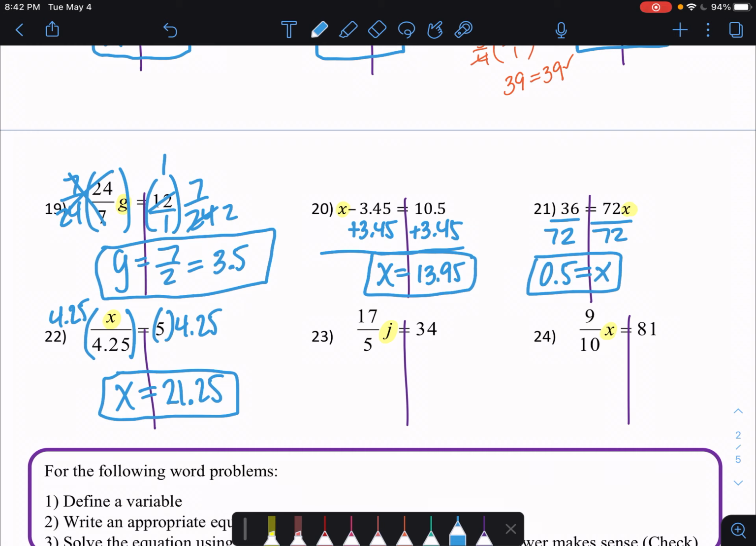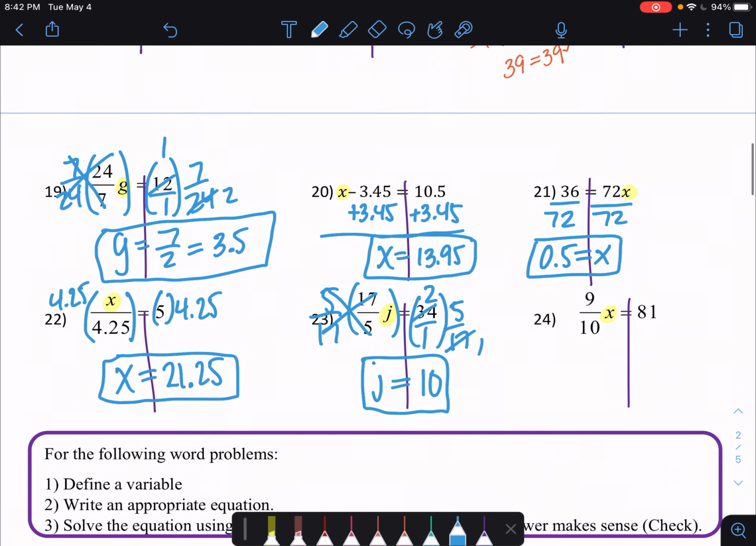In number 23, I am going to multiply by 5 over 17. So these all cancel, and I'm left with j. This becomes a 2, this becomes a 1, so j equals 10. And then in number 24, I'm going to multiply by 10 over 9. So these all cancel, and x equals 90.